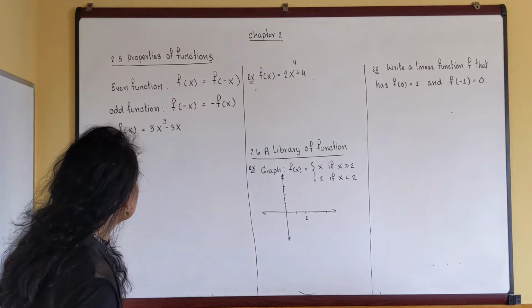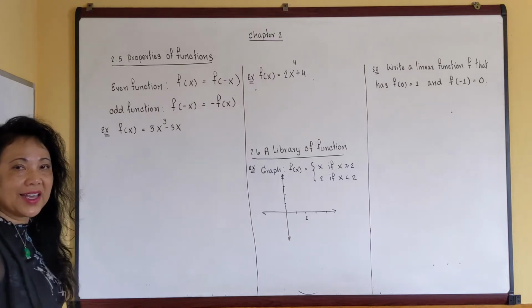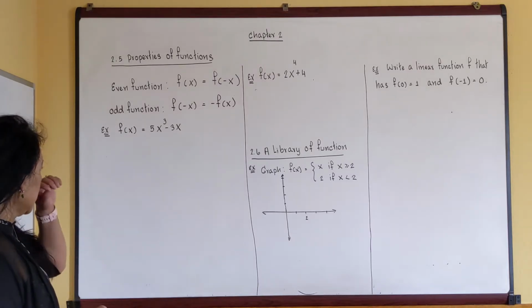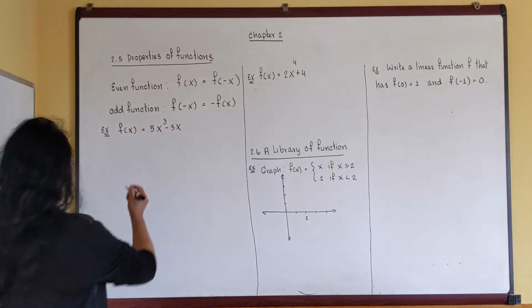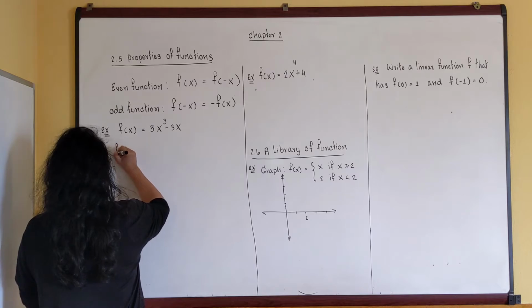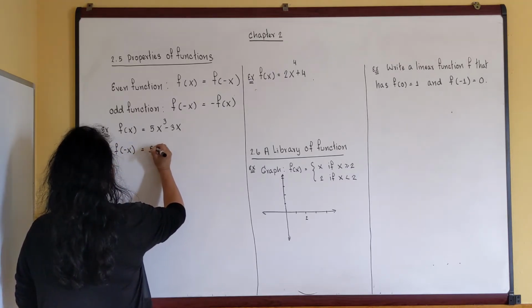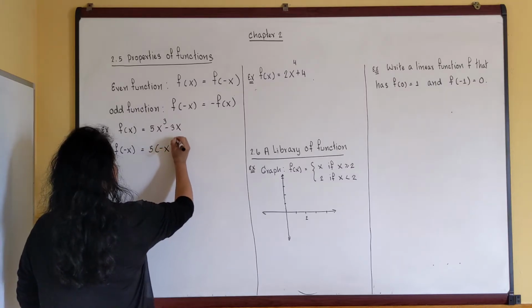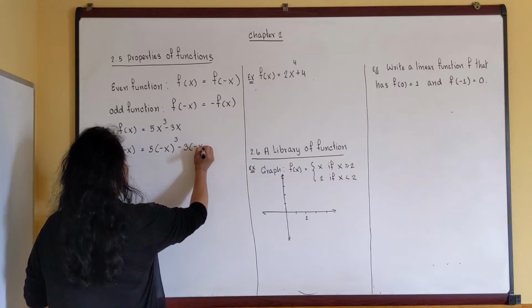So let's look at our first example. I have f of x is equal to 5x cubed minus 3x. So I'm going to replace all the x by negative x. So I'm going to have f of negative x is equal to 5 times negative x cubed minus 3 times negative x.